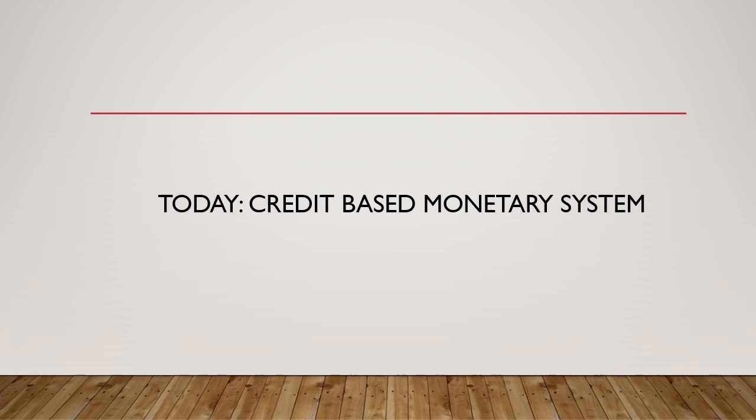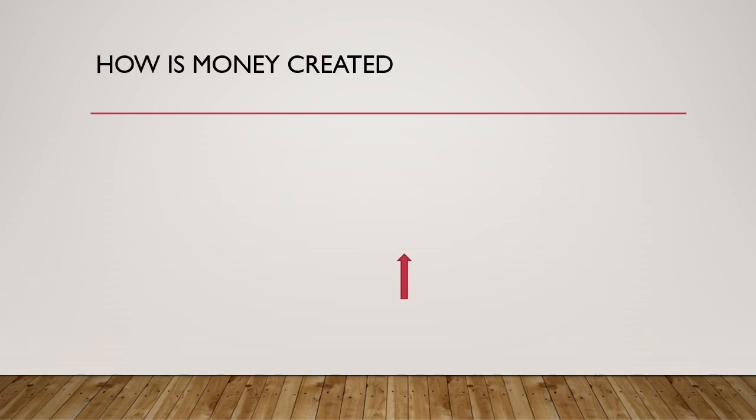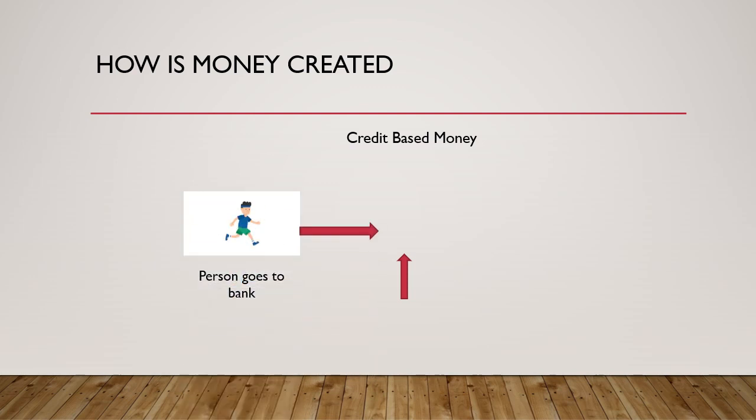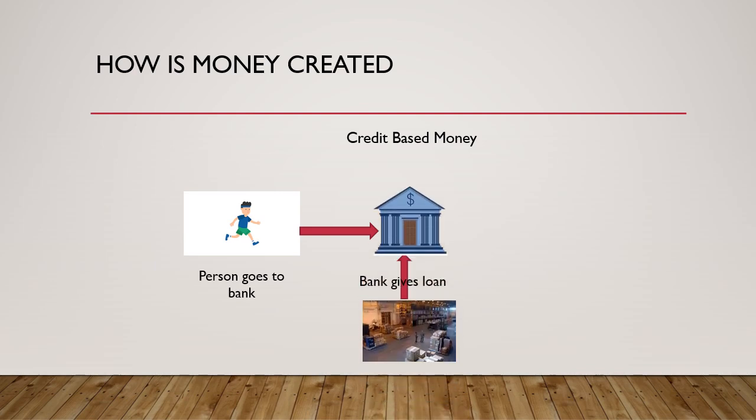Today, we are in something called the credit-based monetary system. Modern monetary theory emanates out of this credit-based monetary system, also called credit-based money. Now, how does credit-based money work? Let's say a person goes to the bank to get some loan, some credit. The bank extends the loan to the person in lieu of some collateral. And that's it. Voila!